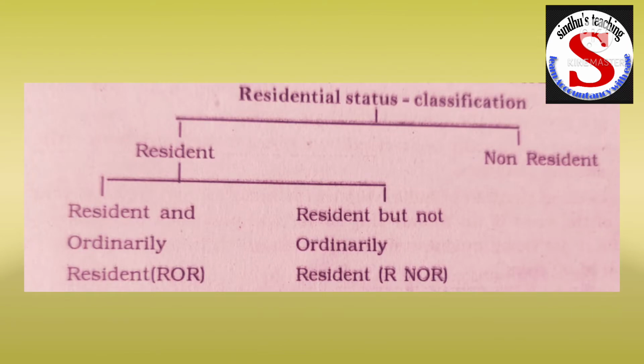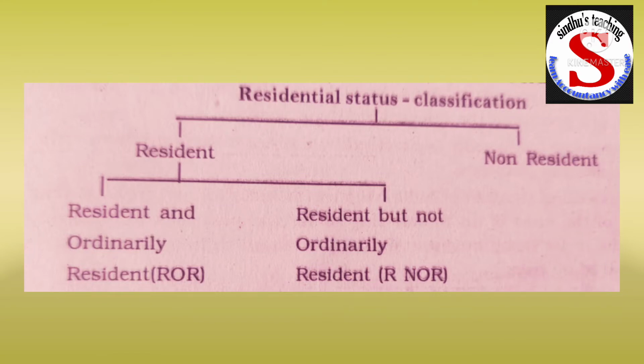Okay, on the screen you can see one chart which shows the residential status classification, that is how the residential status is classified. It is classified into two main categories, that is resident and non-resident. And further, resident is subdivided into ordinarily resident and not ordinarily resident. So before charging tax to an assessee, it is necessary to know his residential status.